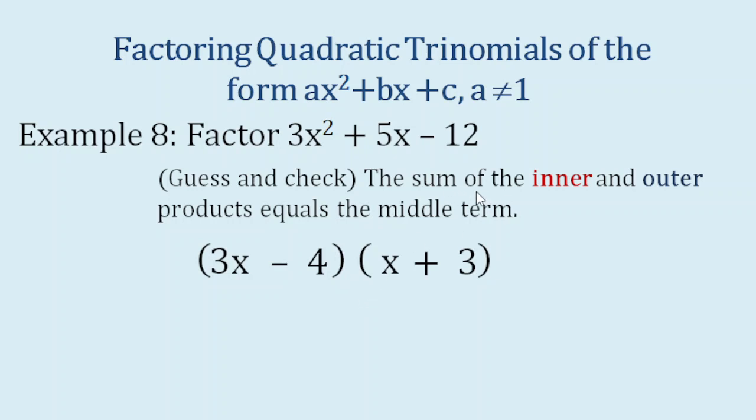Now let's check. Inner product, negative 4 and x, that's negative 4x. 3x and 3, we have 9x. Then negative 4x plus 9x, that's 5x. So meaning to say, the quantity 3x minus 4 times the quantity x plus 3 are correct factors.